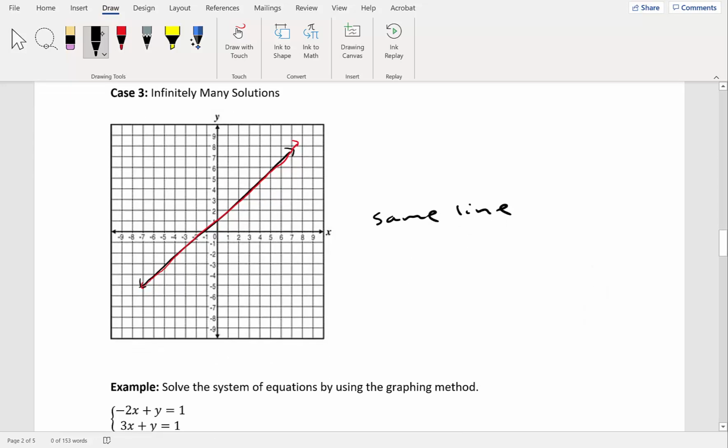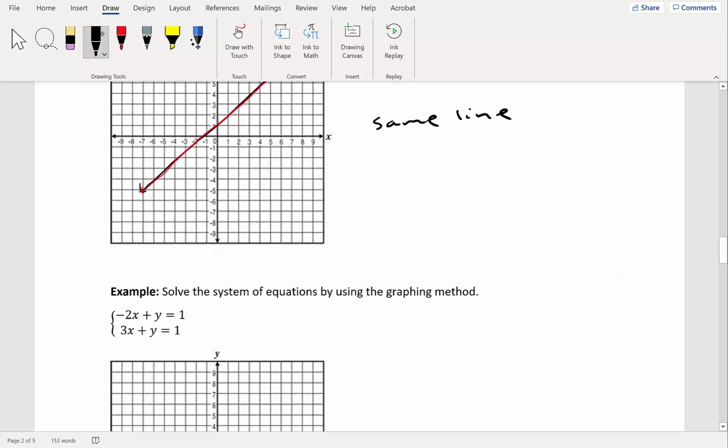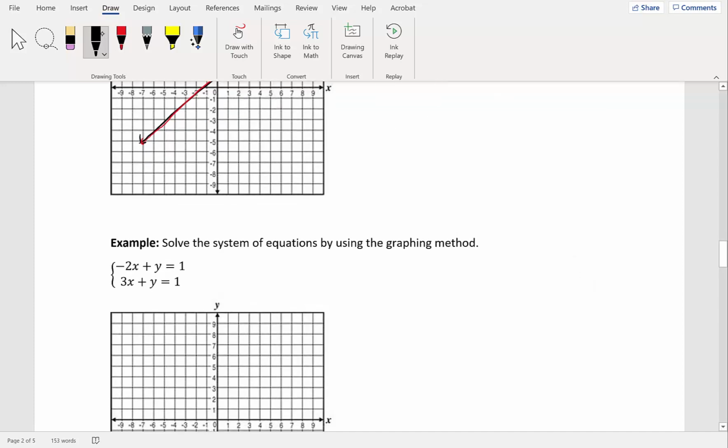Now let's take a look at some examples. Solve the system of equations by using the graphing method. We're given the equations negative 2x plus y equals 1 and 3x plus y equals 1. We want to graph each one of these equations and see where they intersect, or if they never intersect, or if it's the same line. So let's start off with our first equation, negative 2x plus y equals 1.